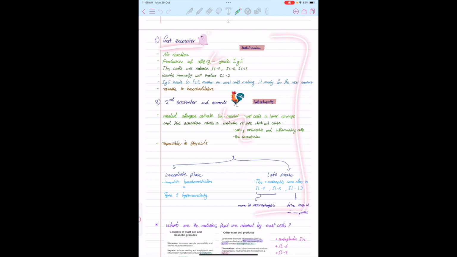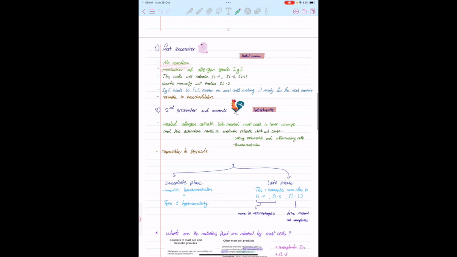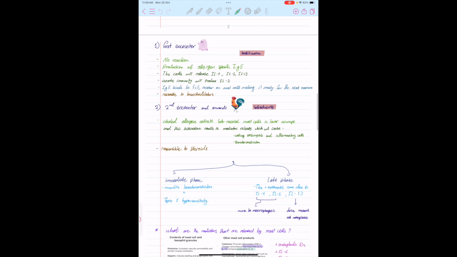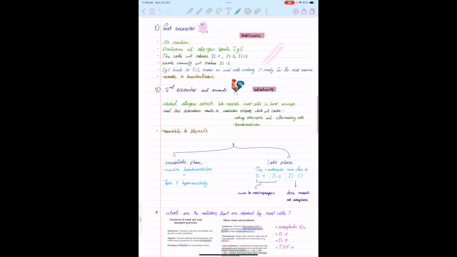So the first time this antigen enters the body, I don't know what this is, there's no reaction, and production of allergen-specific IgE happens here. T helper 2 cells will release interleukin 4, 5, and 13. Innate immunity will produce interleukin 2 also. Then this IgE binds to the Fc receptor on the mast cell, which is this one, making it ready for the next exposure. Yani, the gun is there, but it did not shoot.